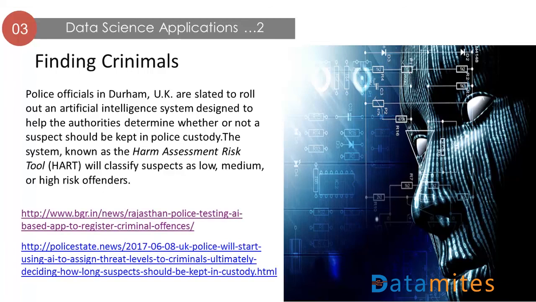Also, there is a police division from Rajasthan, India. There's a link given over here. I'll share this video so you can go through these links and know more about these examples. Indian police in Rajasthan are using artificial intelligence to determine and register criminal offenses. It's one of the huge applications.